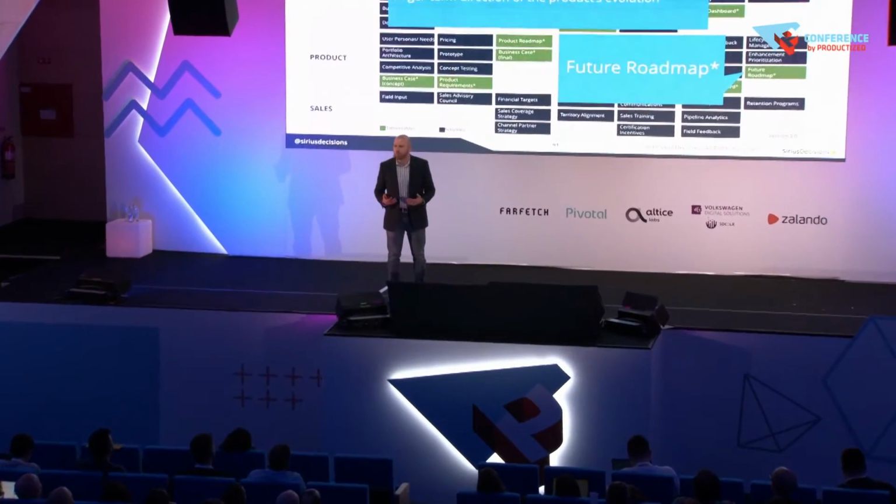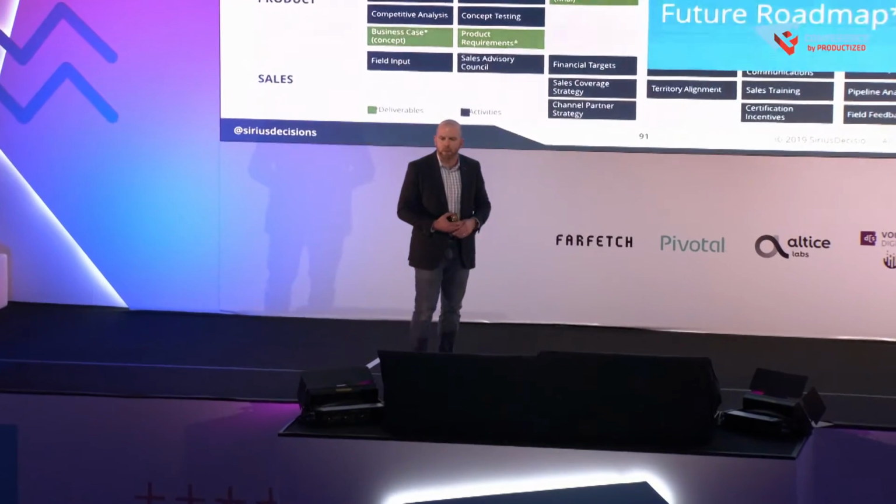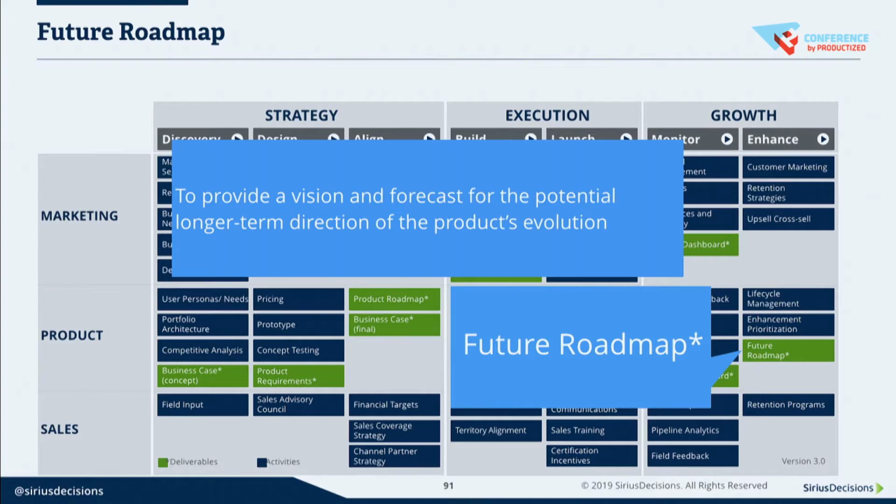Separately, we need to have a future roadmap. The future roadmap is that vision. When Gibson presented this morning, he talked about that long-term vision for Netflix, right? When they were sending DVDs out by mail in 2004, 2005, right? There was this long-term vision that we're going to be streaming, we're going to have original content, right? That's part of that future roadmap. The future roadmap is that vision.